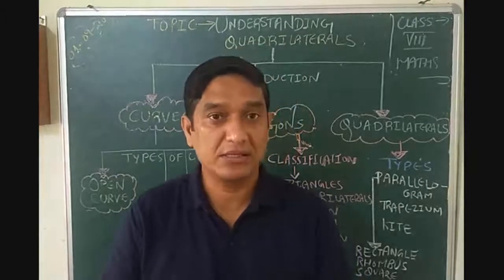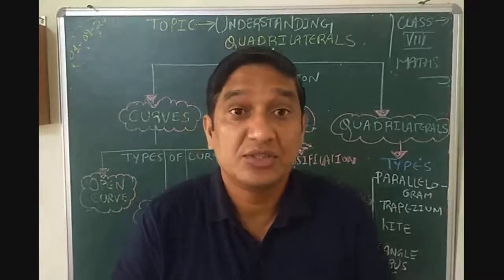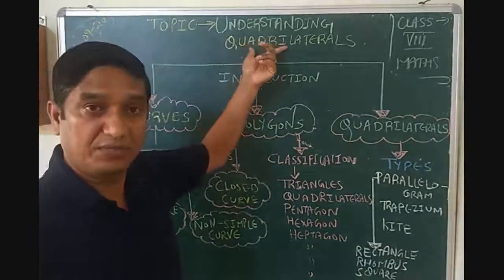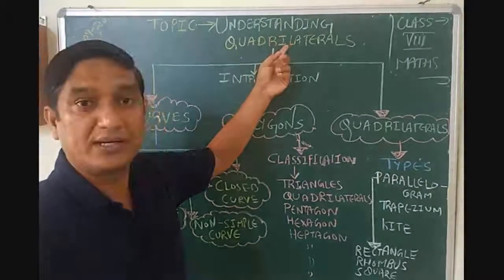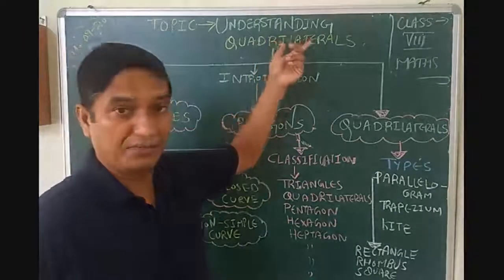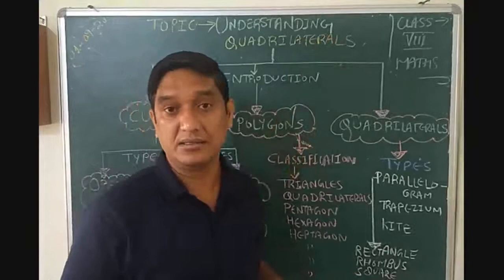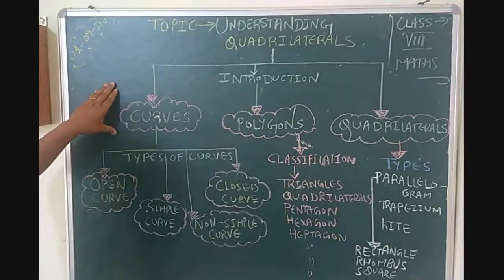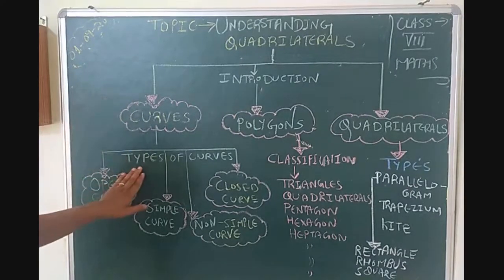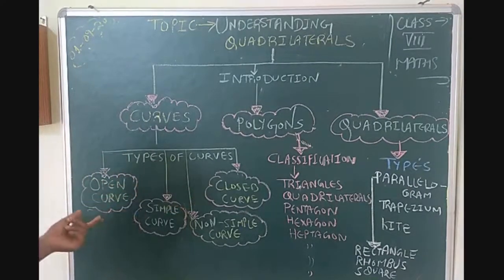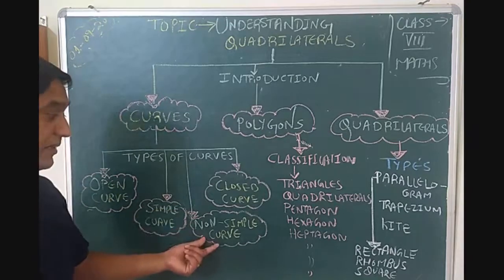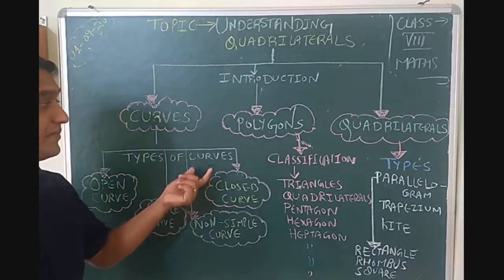And children, in today's class, we are going to learn about the topic understanding quadrilaterals. This is our next topic. In this topic, we have to learn first about curves and their types. In types of curves we have to learn about open curve, simple curve, non-simple curve, and closed curve.